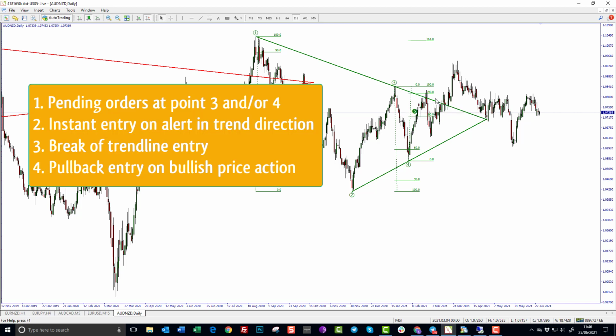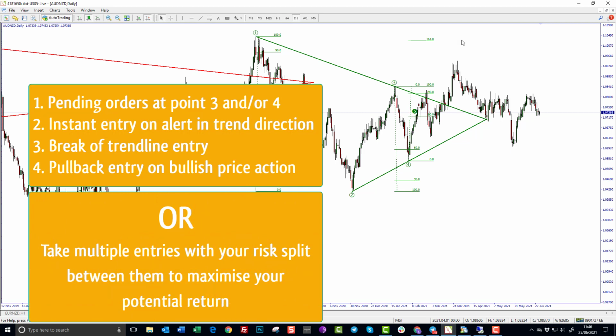We can get in with a break of the trend line, or my favorite, we can get in when we get a pullback and then a positive move in the direction of the expected trend with a very small stop and a very high risk reward. So hopefully that's given you some ideas how you can trade symmetrical triangles.